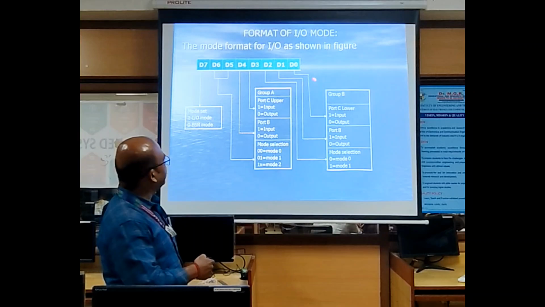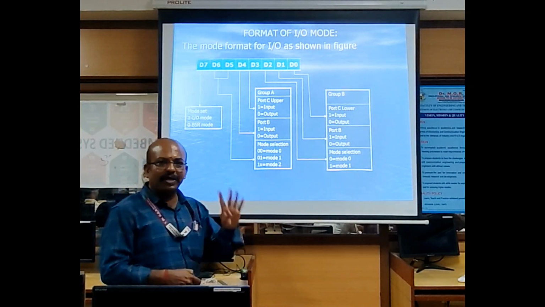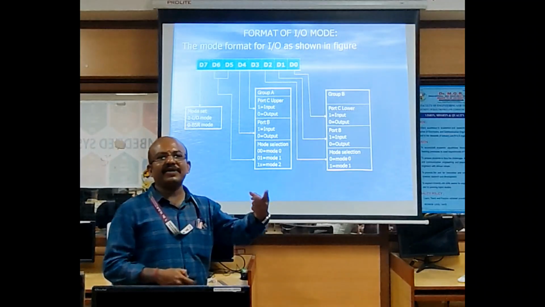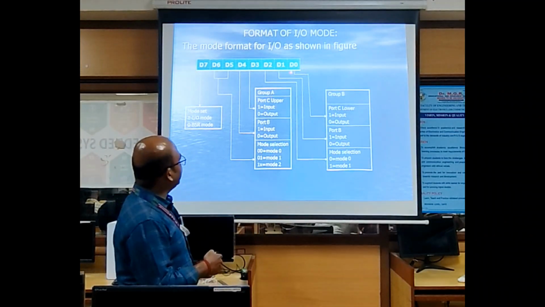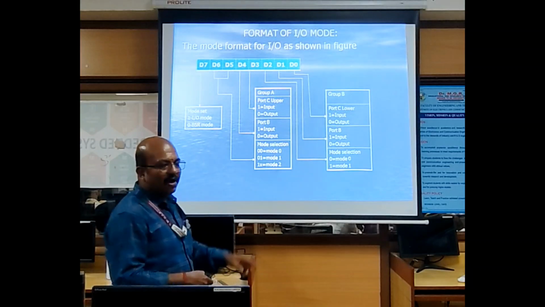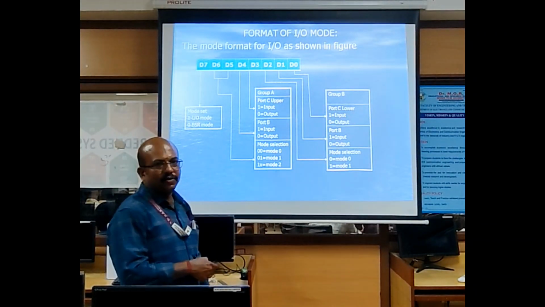So here D0 means port C lower. In port C lower there are 4 pins. So what type of device we can connect, whether input device or output device, will be decided by D0. So D0 0 means on all of port C lower we can connect an output device. 1 means we can connect an input device.